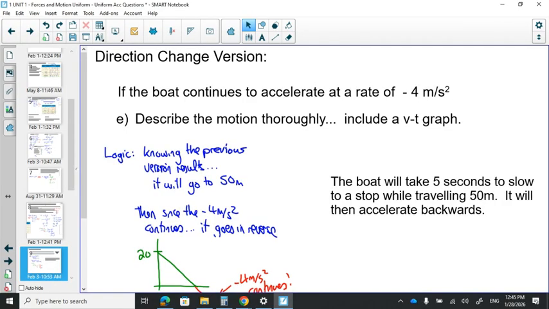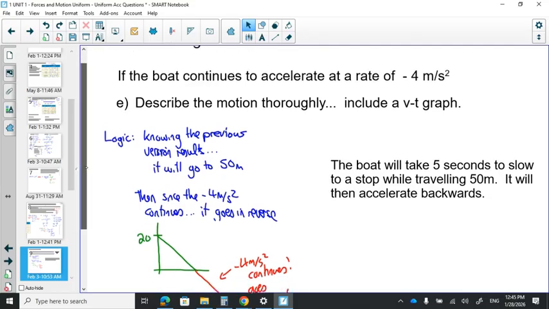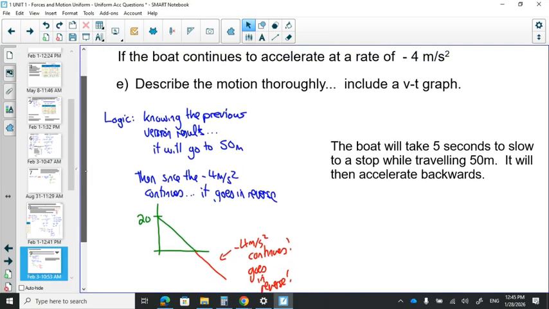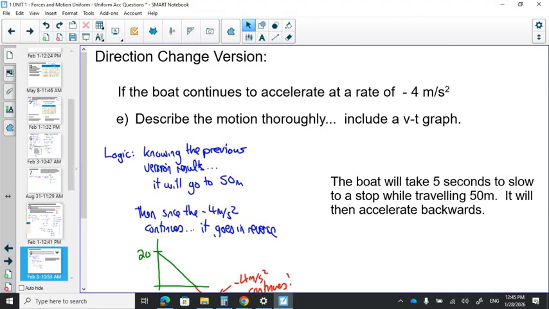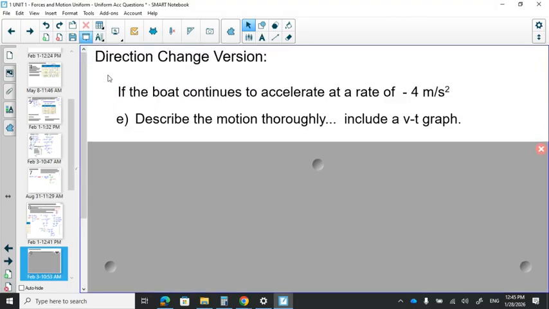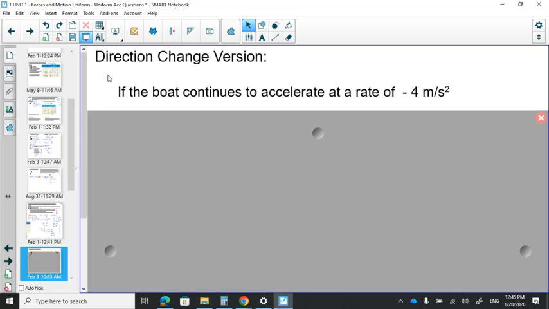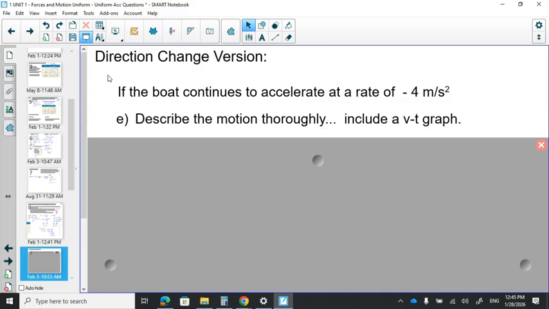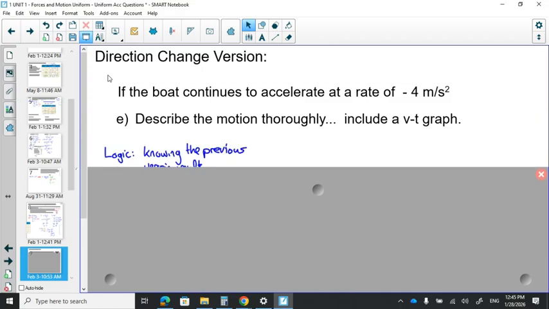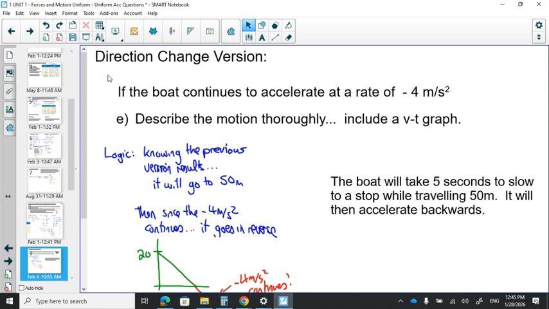Now, the reason for that VT graph is kind of strategic here. It allows us to picture what's going to happen, right? So the question is, if the boat continues to accelerate at a rate of -4 meters per second squared, describe the motion thoroughly, including a VT graph, particularly as it continues, like if it were to continue, right? So if it continues doing that.